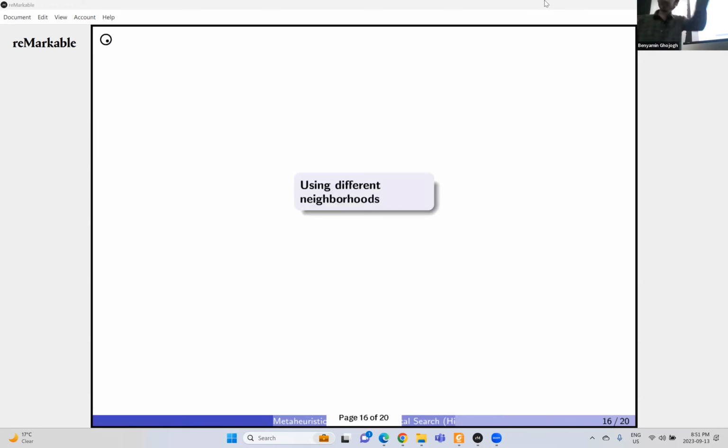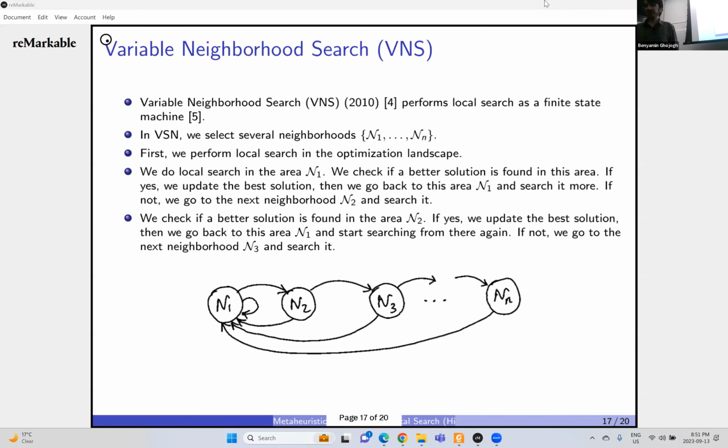The next category of things that we can do for improving local search is using different neighborhoods. One of the techniques is variable neighborhood search, or VNS. VNS was proposed in 2010, not too old. It performs local search as a finite state machine.